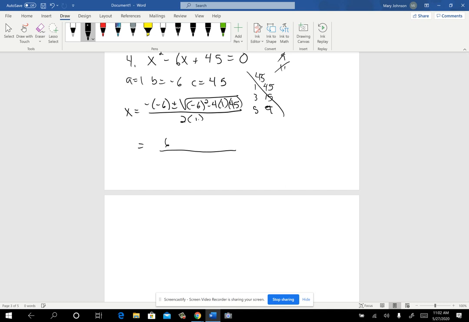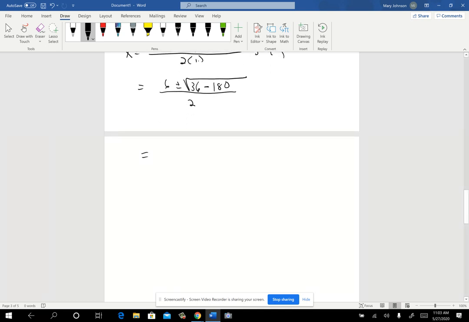Opposite of negative 6, 2 times 1, but don't cancel the 6 and the 2 and say 3 right now. Okay, work on the radical part. Negative 6 times itself is positive 36. Then you see how there's only one negative? So it'll just be minus something. And then 4 times 45, that's 180. Okay, so we're going to wind up with this equaling 6 plus or minus the square root of a negative 144 all over 2.